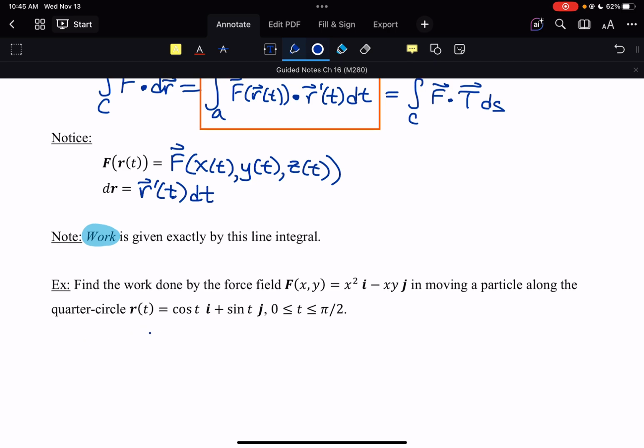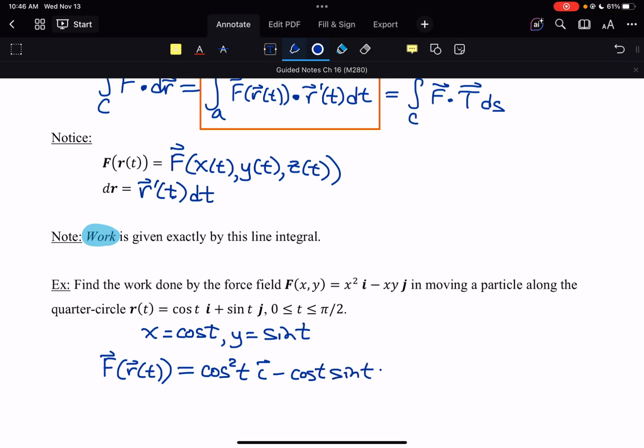So what we have here, x is cosine of t, y is sine of t. So f of r of t, all that means is replace the x's with cosine t, replace the y's with sine of t. So we get cosine squared t i minus cosine t sine t j. And then r prime is just the derivative of this. So r prime of t is negative sine t i plus cosine t j.